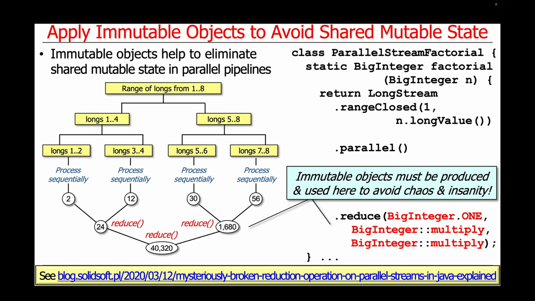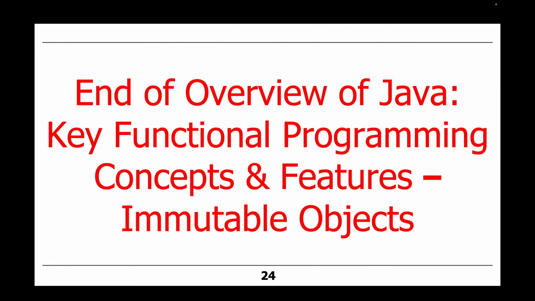It's very, very important that immutable objects be produced and used in this process in order to avoid chaos and insanity. And you can read more about the types of problems that occur by taking a look at the link at the bottom of the slide. So that's the end of our overview of the immutable object portion of key functional programming concepts and features found in modern Java.